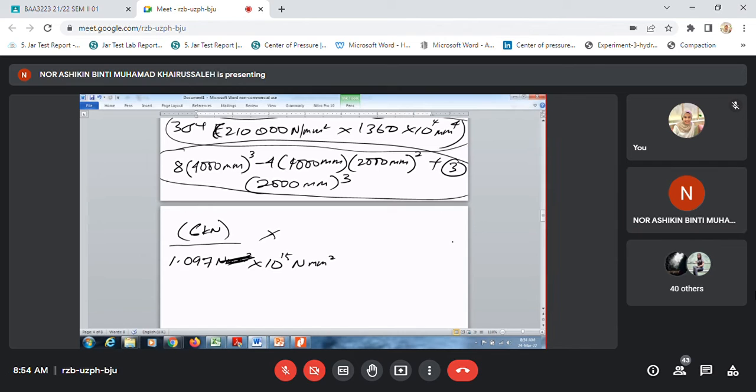4.636. 4.636 times 10 power of 11. Okay, units in millimeter cube, isn't it? Okay, so you can find the value of the deflection.